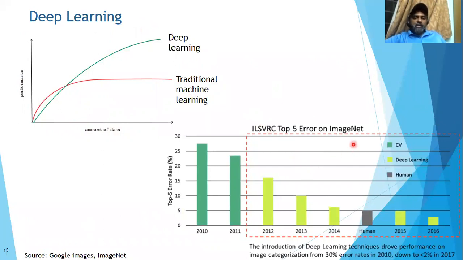The chart at the bottom right is an example of how the progression has happened. This is a popular competition called ImageNet Challenge, where a set of images are thrown and one has to identify, or we have to develop algorithms to identify the pictures. This chart measures error rate. So the lower the bar, the better the algorithm is. Humans, according to this chart, have performed at about 5% error rate or 95% accurate.